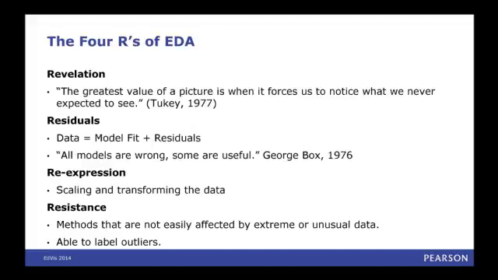Re-expression is scaling and transforming the data in a variety of ways, so that it might be important to just see things on these different scales. And then resistance is the application of methods that are not easily affected by extreme or unusual data. So for example, taking the median of a distribution instead of the mean might be important if that distribution is skewed. And by doing that, on the flip side, you also label your outliers. So that's an informative process.